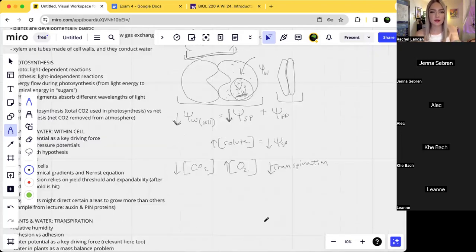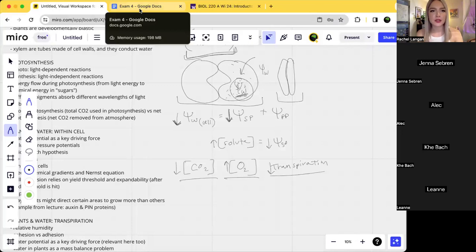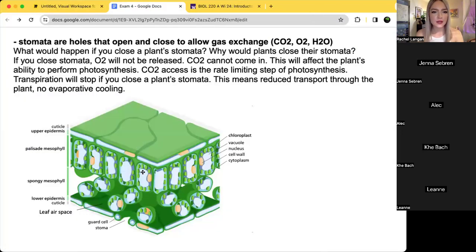So what are the effects of each of those three things happening? If you have decreased CO2 into the plant, that will decrease photosynthesis. If you increase oxygen, that's going to increase photorespiration, which is really bad. And decreasing transpiration is going to decrease water movement through the plant and probably end up causing the water potential in the plant to increase. But we can talk more about each of those effects when we talk about photosynthesis and transpiration specifically. Right now I'm just getting you familiar with the anatomy.